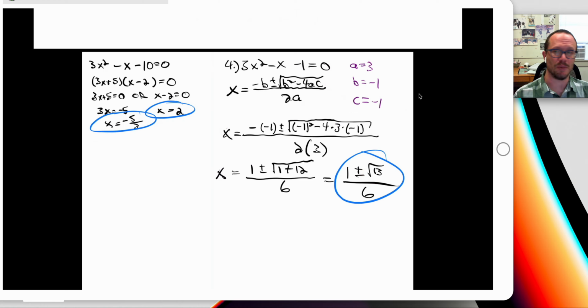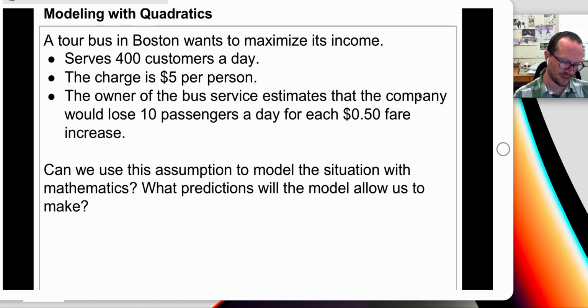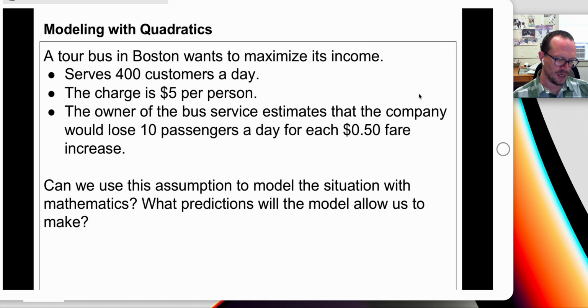And the final bonus problem, modeling with quadratics. This is a fun problem. A tour bus in Boston wants to maximize its income. It serves 400 customers a day. The charge is $5 per person. The owner of the bus service estimates that the company would lose 10 passengers a day for each 50-cent fare increase. Can we use this assumption to model the situation with mathematics?